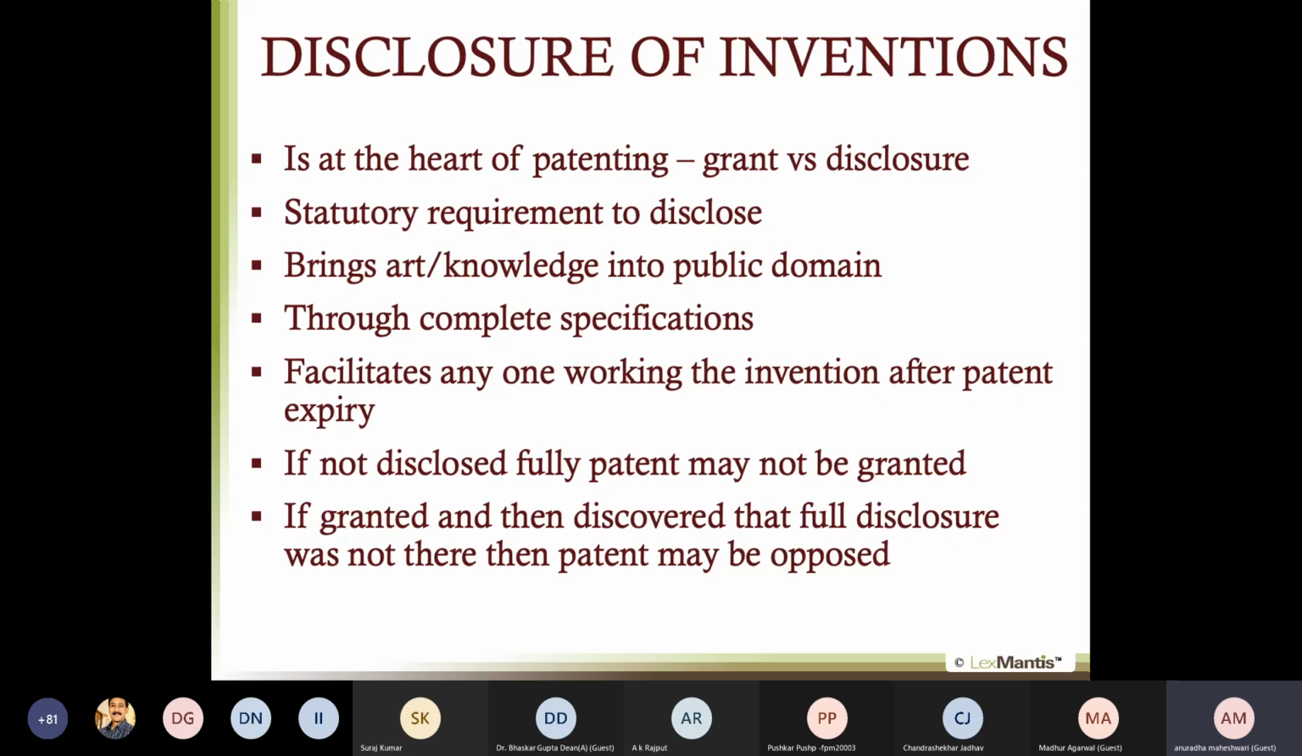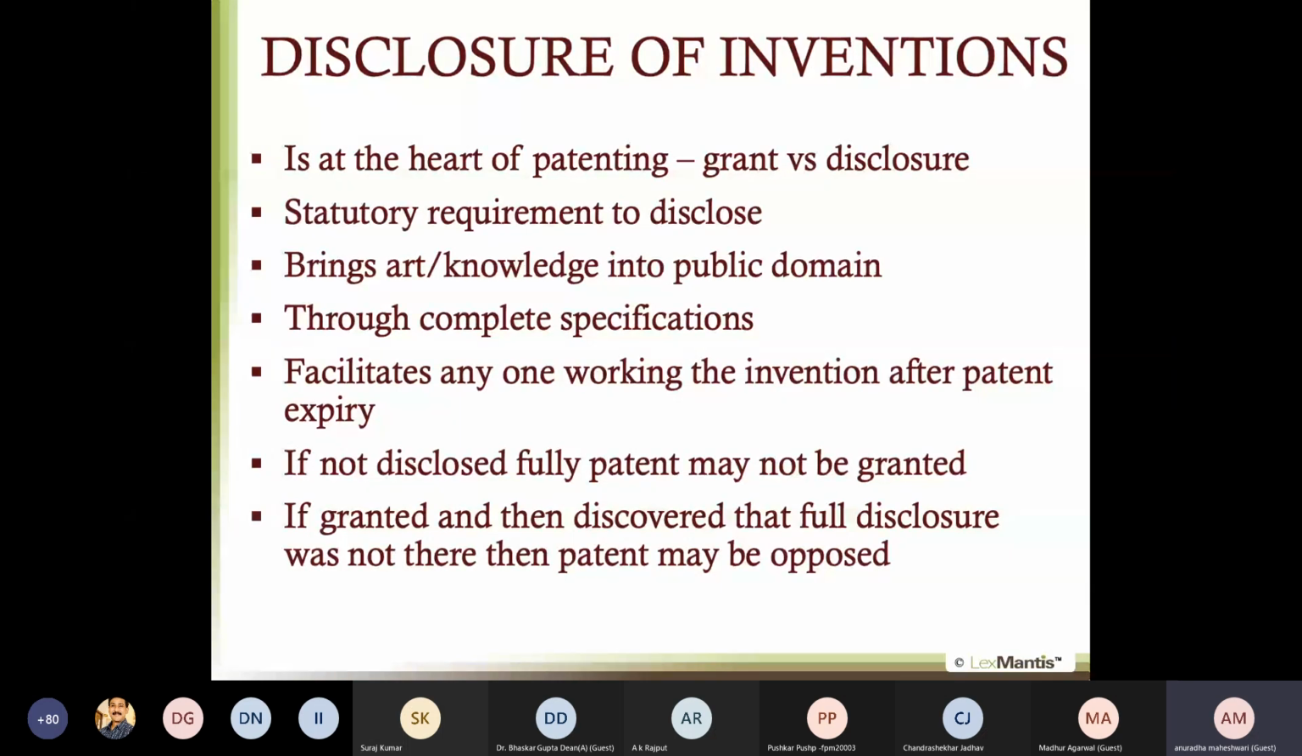So the best mode of making the invention should be mentioned in the patent document, so that whoever else is keen on making this invention would find it easy to make. We say that if an invention has not been disclosed fully, the patent may not be granted, or somebody may file an opposition saying all the aspects of the invention were not disclosed and therefore this patent should not be granted or should be revoked.